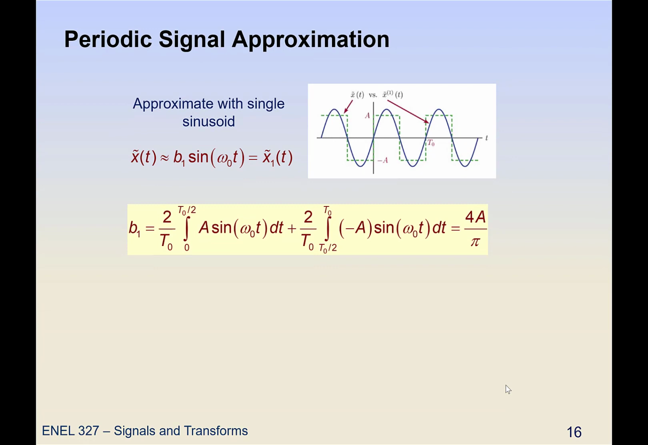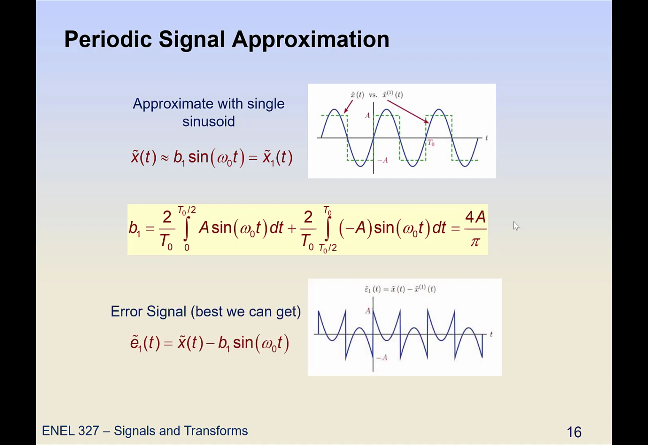Okay, so for this particular case, what does that integration end up being? Well, if you take these two things and integrate them, you'll get 4a over pi. So that is the coefficient which gives us the smallest possible error with that basis function for approximating x of t. And if you take a look at the error signal, this is what it looks like. And that is the best we can get because we have minimized it.